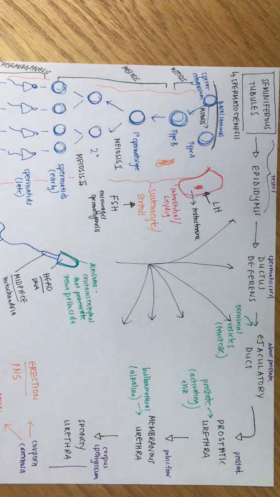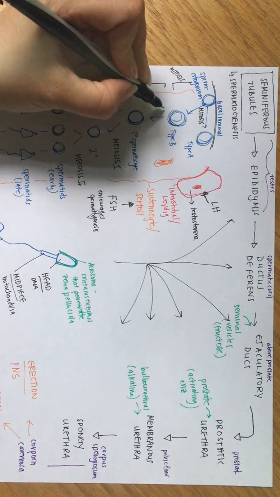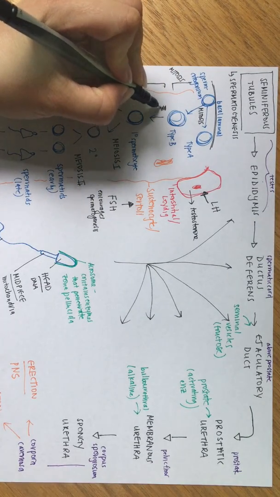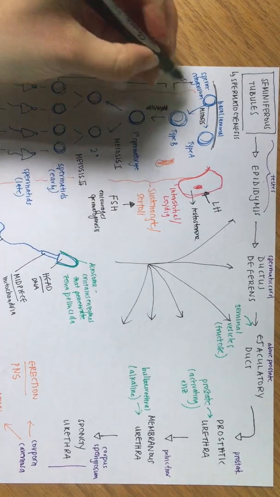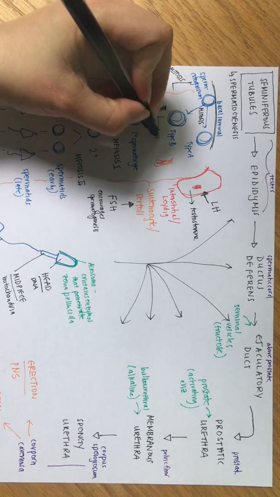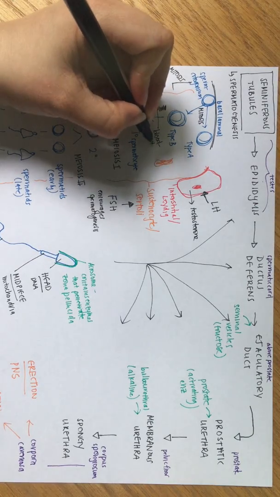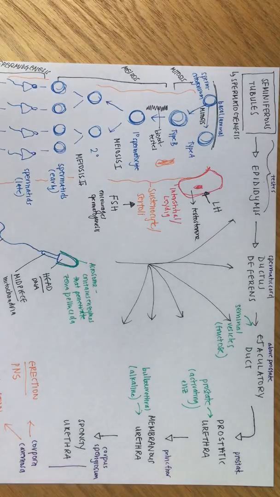And there is a separation between the type B daughter cells and the primary spermatocytes called the blood-testes barrier. That blood-testes barrier prevents the immune system from recognizing these sperm cells as foreign and trying to kill them. So our type B daughter cells begin meiosis and they become primary spermatocytes.